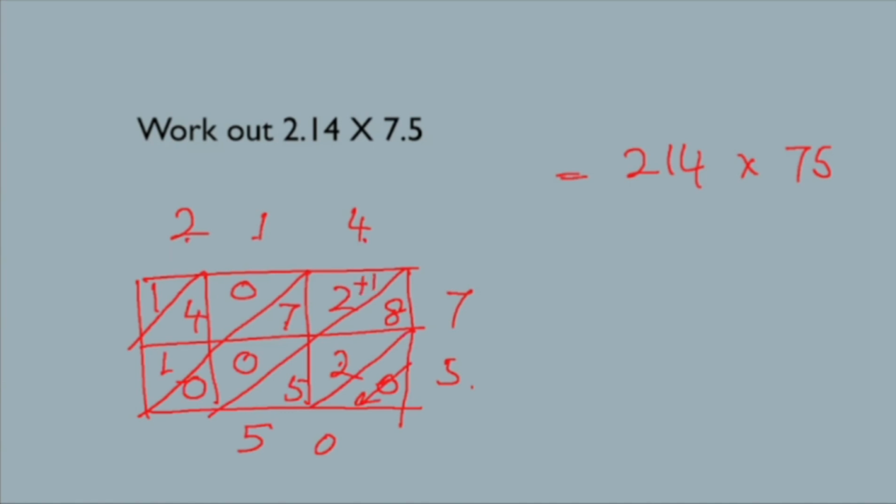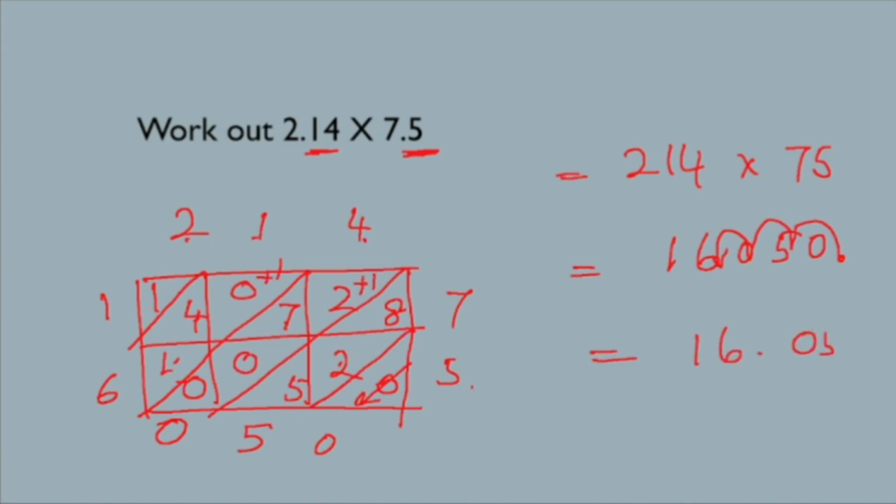So 7 plus 2 is 9 plus 1, 10. Again, I'm keeping the 0 here, bringing the 1 to the other side. 1 plus 4, 5. 5 plus 1, 6. And 1. So I'm getting 16,050 as my answer. And if I count the number of decimal places, 1 from this one and 2 from here, I had to shift my decimal point 3 places. So I'm getting 16.050 as the answer. So the final answer would be 16.05.